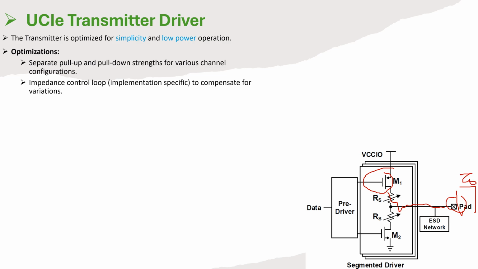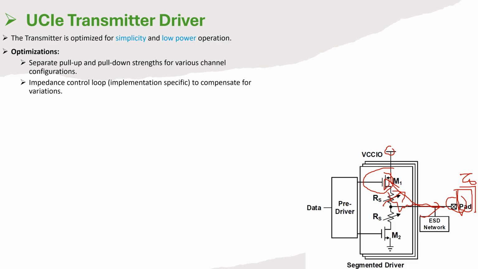the inter-chiplet package route, the interconnect. From here to that path, we need continuous impedance continuity. So we will have an additional impedance in this path, in series with the source. What additional optimizations can we do here? What UCIe talks about is separate pull-up and pull-down strengths for various channel configurations.